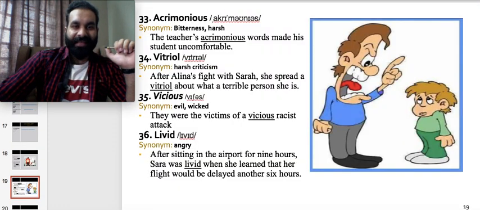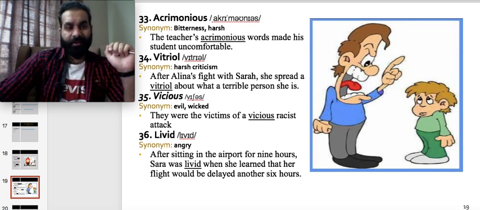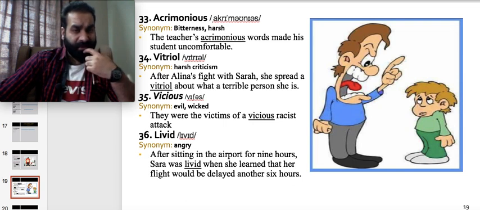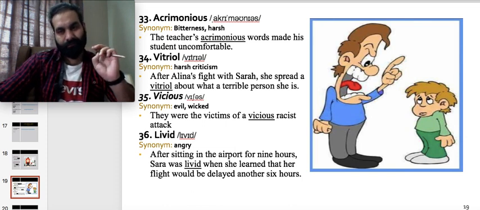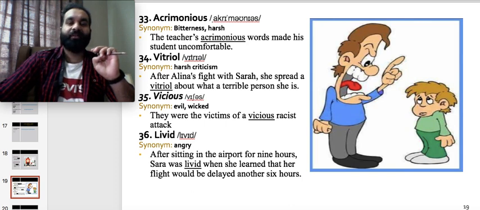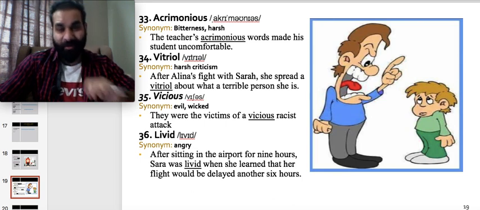The next word is acrimonious. Look at the picture now. You may get the idea. Acrimonious: bitterness, harsh. It shows the teachers, by the way. The teacher's acrimonious words made his student uncomfortable. Or the other way, the student's acrimonious reply made his teacher uncomfortable. Since I'm a teacher myself, I cannot listen much about teachers.